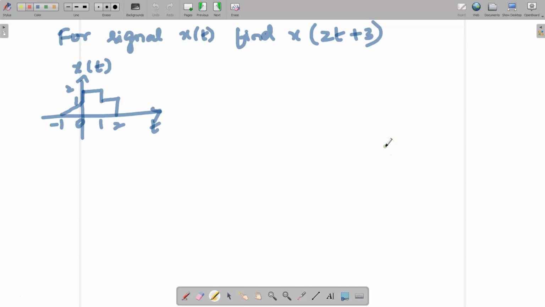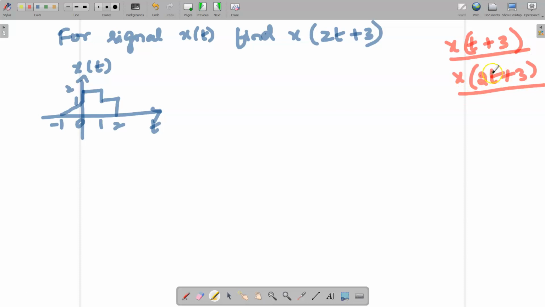So, next problem, they have given the signal x of t. Okay. We need to find out what is x of 2t plus 3. So, given is x of t, we need to draw x of 2t plus 3. First we need to do your shifting operation, that is x of t plus 3 we have to do, and then followed by x of 2t plus 3. Okay. So, time shifting operation first and followed by time scaling operation.